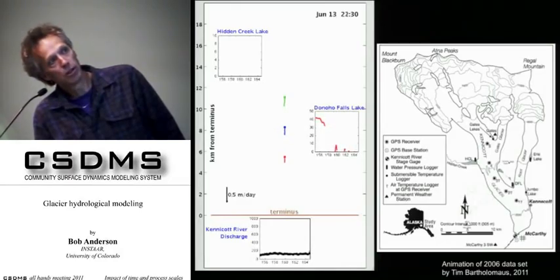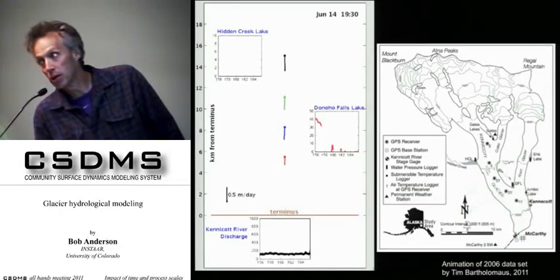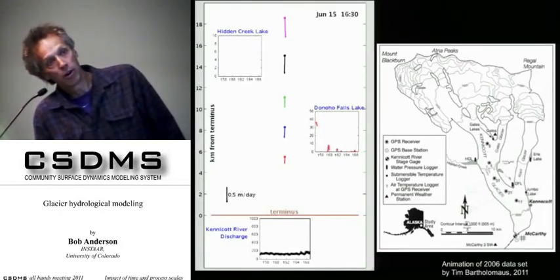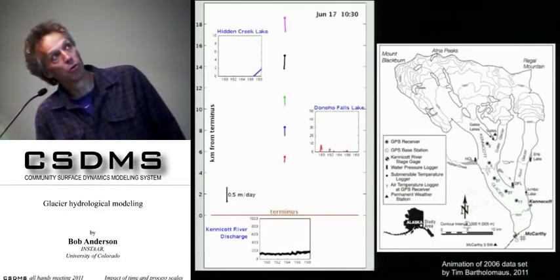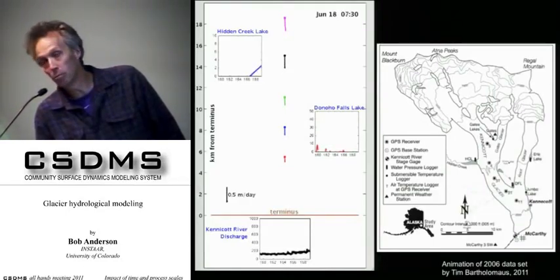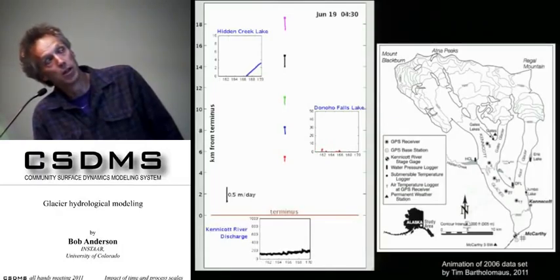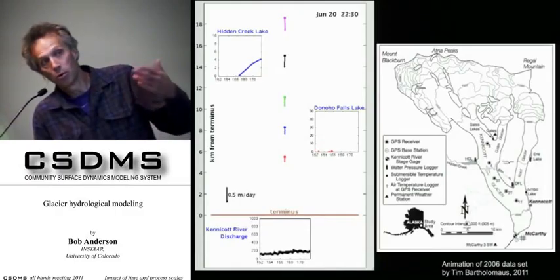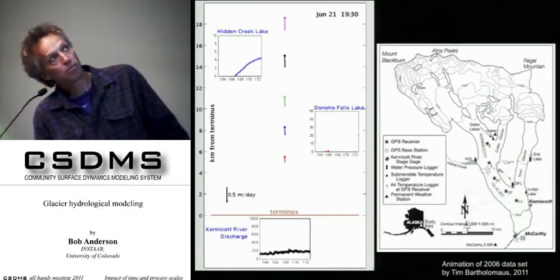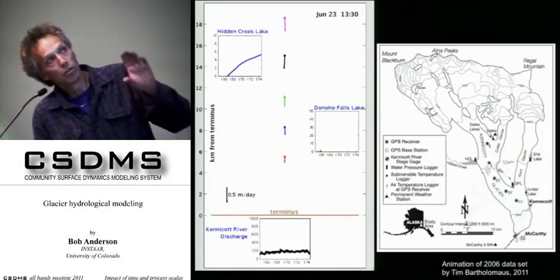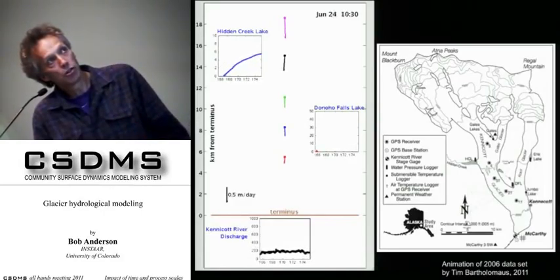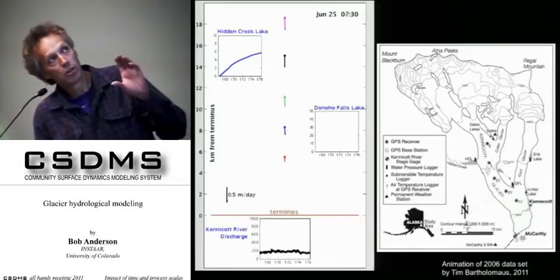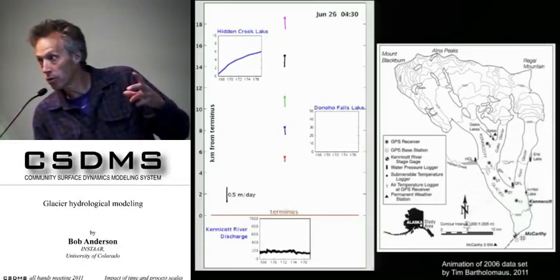Notice even now you see the difference in the background speed. It's thinner ice down here, thicker ice up here. So the speeds, now he's got GPS 4 and 5 in, and he put in the pressure gauge in Donahoe Falls Lake. Donahoe Falls Lake, the stage is rising as water is put into it down this river. Interestingly, the daily oscillation of these monuments is big at some times and small at others.